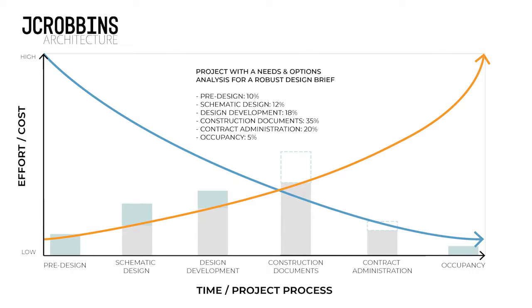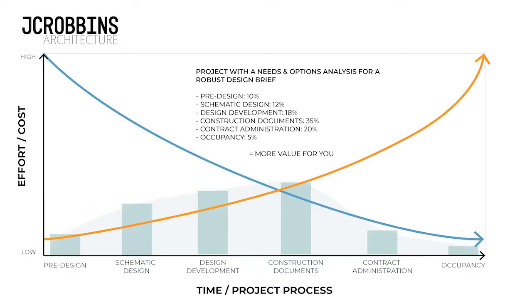By starting with a needs and options analysis, we can shift that additional work away from construction documents and contract administration into a thorough pre-design process. That allows us to make crucial design decisions and changes if required early, when the cost is low and the opportunity to influence the change is high.